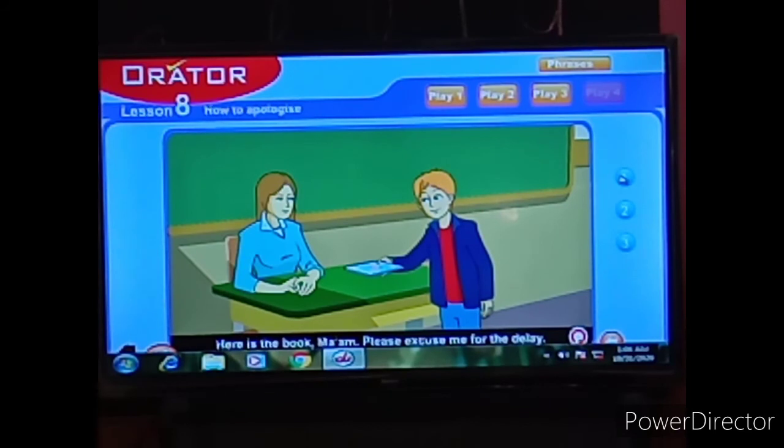He is giving that book. It will be delayed. The teacher gave the book and she asked him to give it back by a certain time, but he did not give it by that time. It is a little bit late. So, he is asking permission. That is not permission, he is apologizing actually.